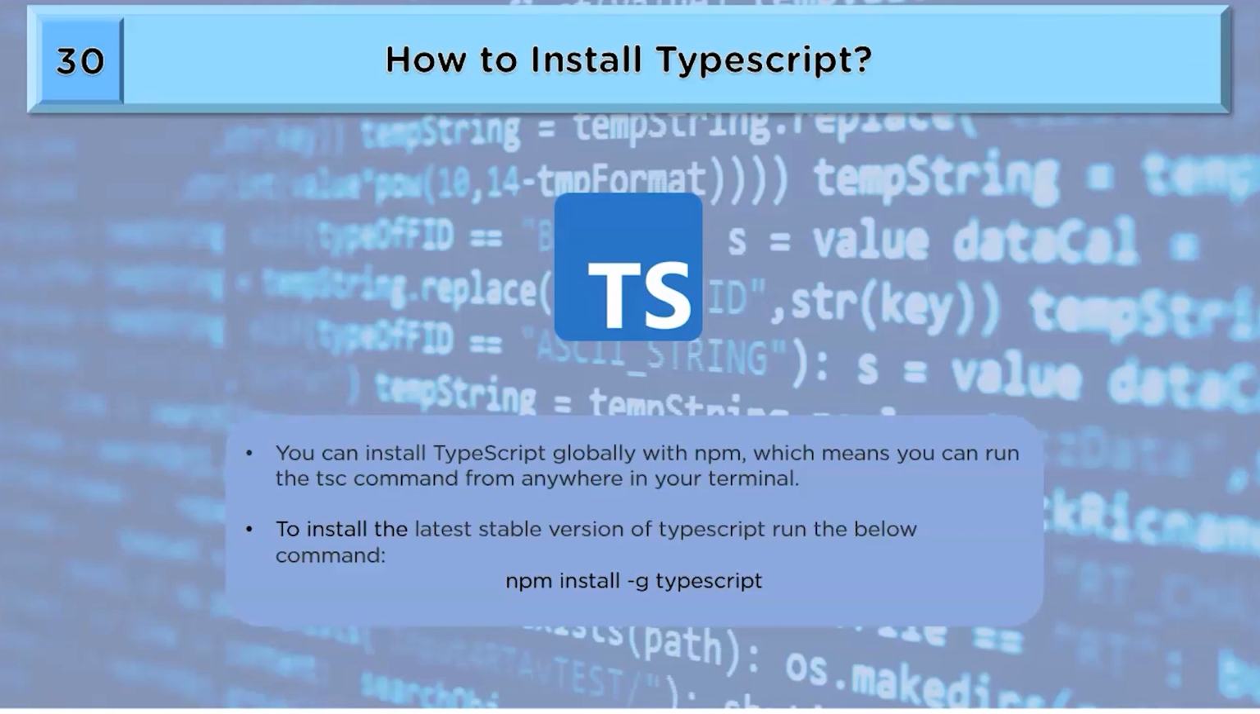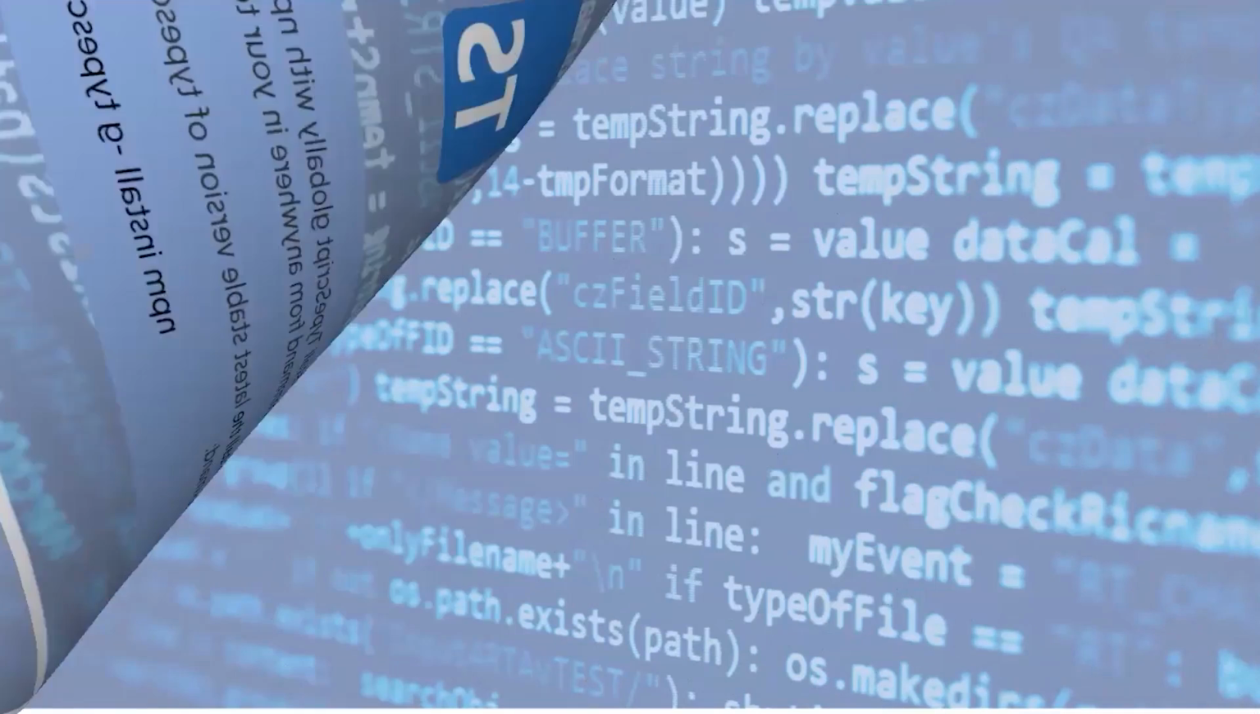To install TypeScript globally with Node Package Manager, which means you can run the TypeScript command from anywhere in your terminal, just run the command npm install -g typescript. This will install the latest stable version of TypeScript.